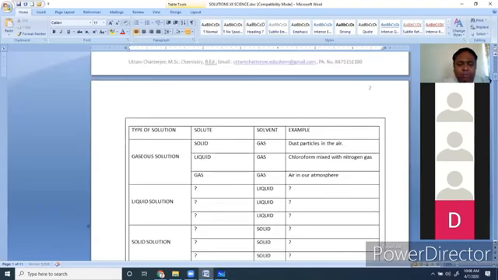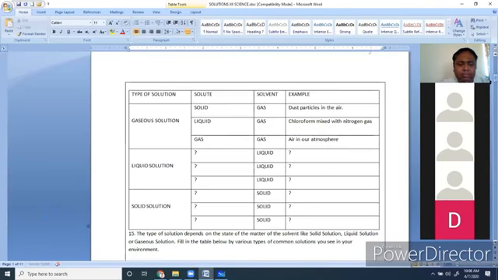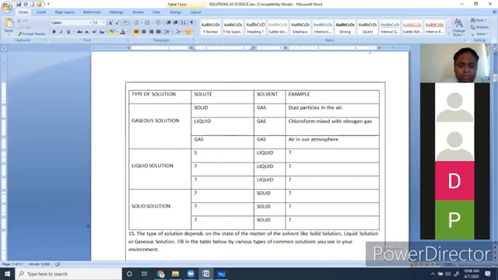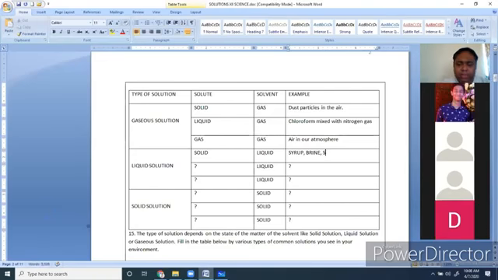Now we'll come again to this table. Solid in gas, dust particles. Liquid in gas, chloroform mixed with nitrogen gas. Gas in gas, air in atmosphere. Again we'll do solid in liquid. Can you give me one example in which solid is there in the liquid? Brine solution. Yes, brine solution. Glucose in water. Yes, glucose in water or sugar in water.